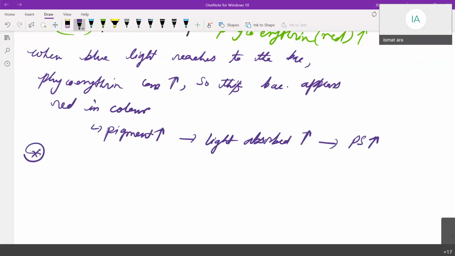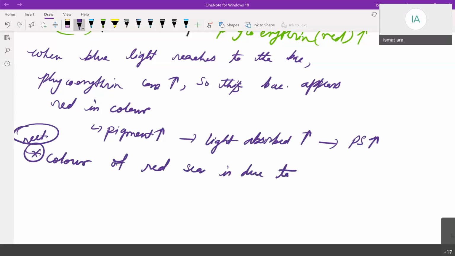Now, one very important question for a NEET student: why is the color of the Red Sea red? It is not that red colored water is there. No. The color of the Red Sea is due to a cyanobacteria. The name of the cyanobacteria is Trichodesmium. Very important, students, Trichodesmium. Due to this cyanobacteria, the Red Sea is red in color.